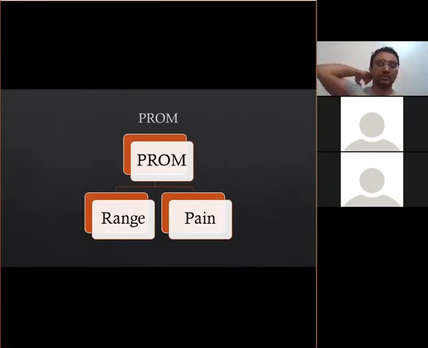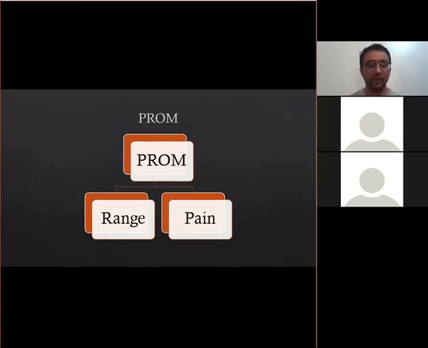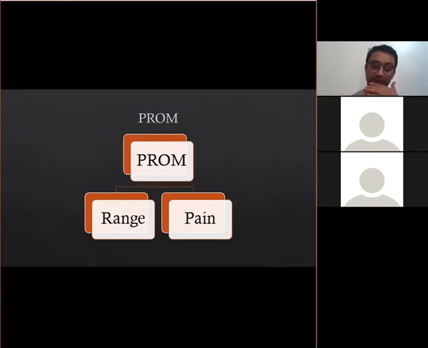Now let me ask you this question, everyone out there. Let's say you did a passive range of motion for the shoulder, and then the patient complains of pain. Go ahead and jump in and type in, what do you think could cause the pain while doing passive range of motion? What can be the structure that's giving you the pain?